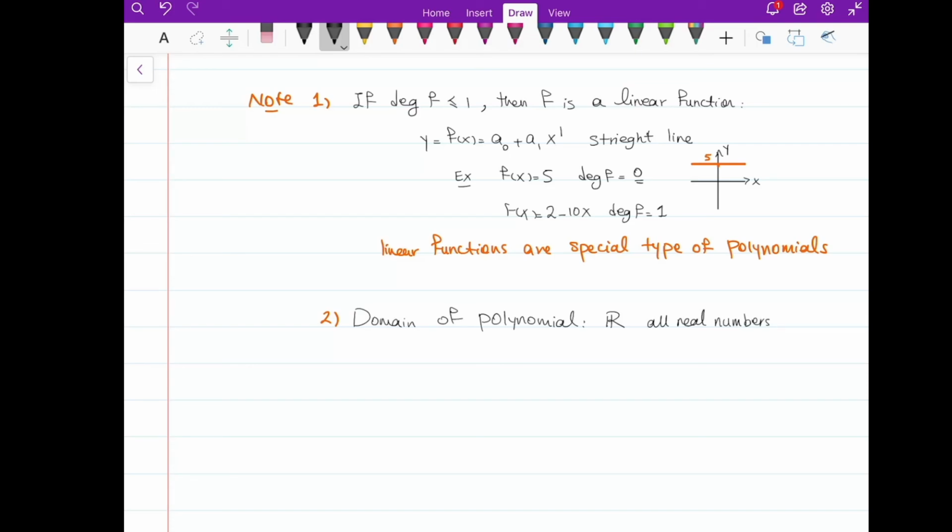How about the range? Range basically depends on the degree of the polynomial. I'm going to discuss it a little bit later. Range depends on the degree of the polynomial.